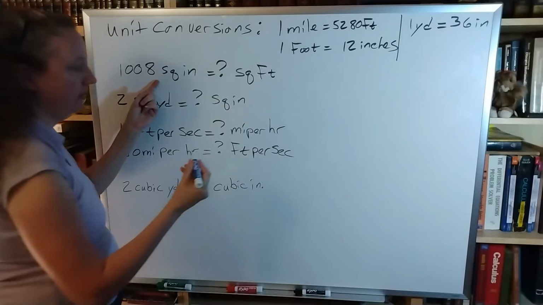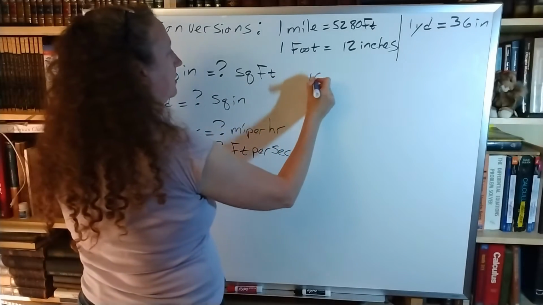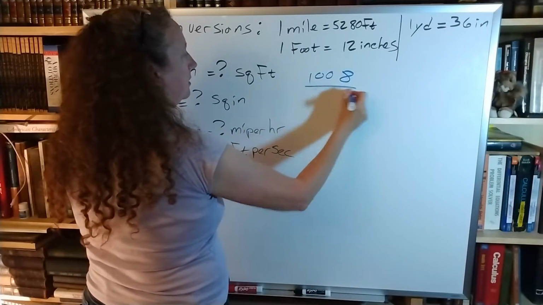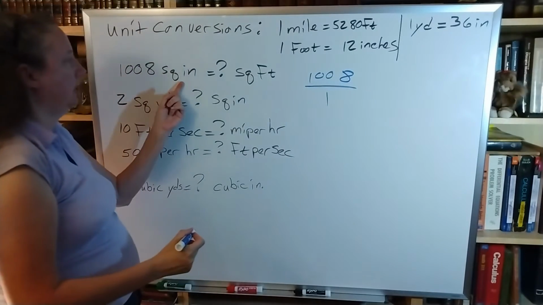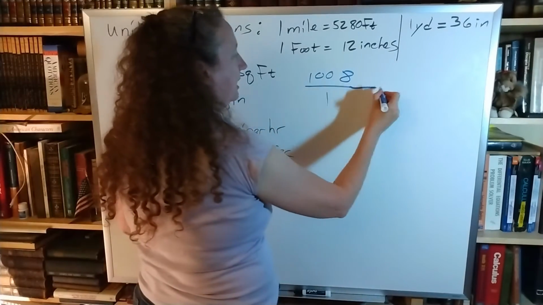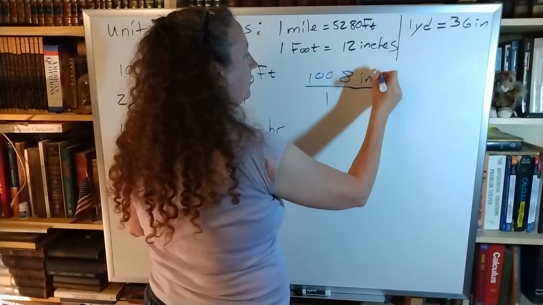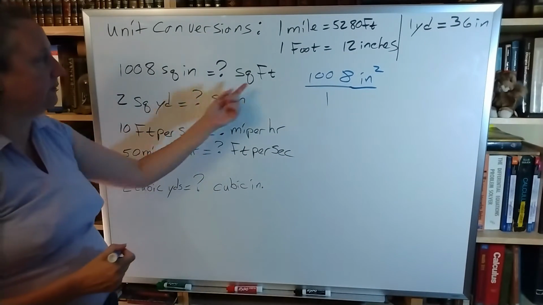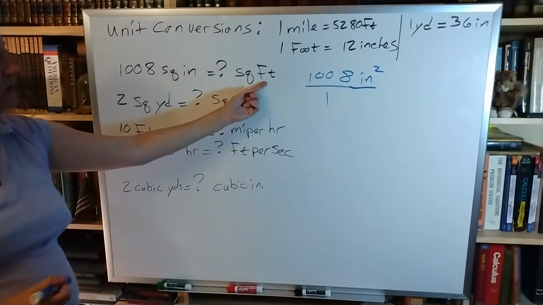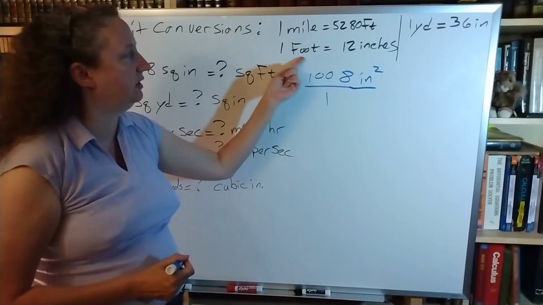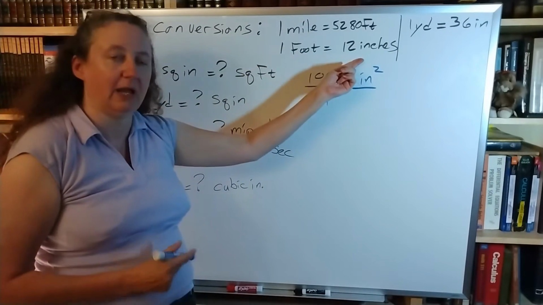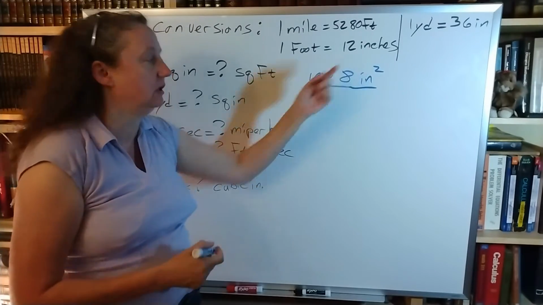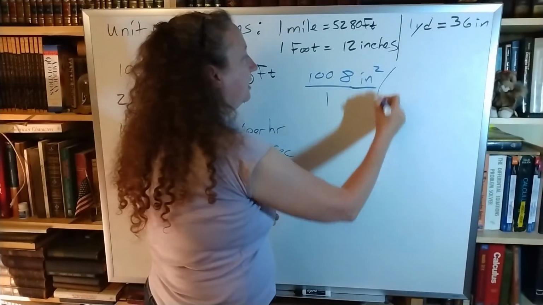So I'm going to start out by 1,008 over 1. I have square inches, so I'm going to write that as inches squared. And I need to convert that into feet squared. So I look here, I see inches and feet. I have a conversion factor to use. So I'm going to set this up here.